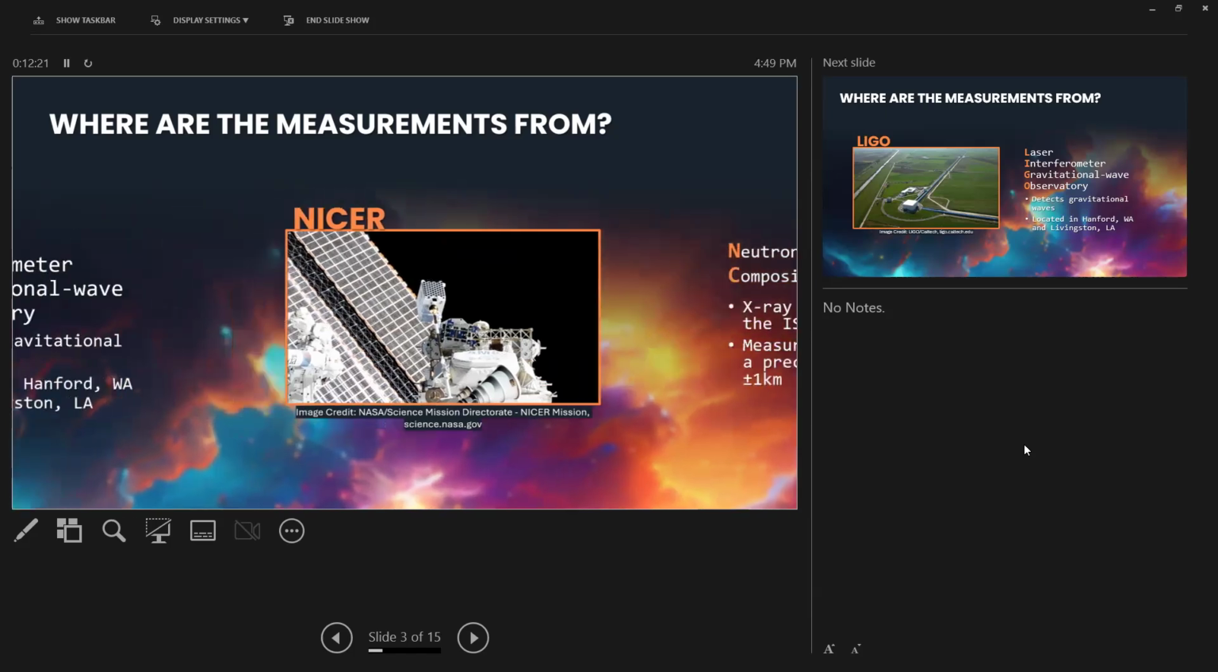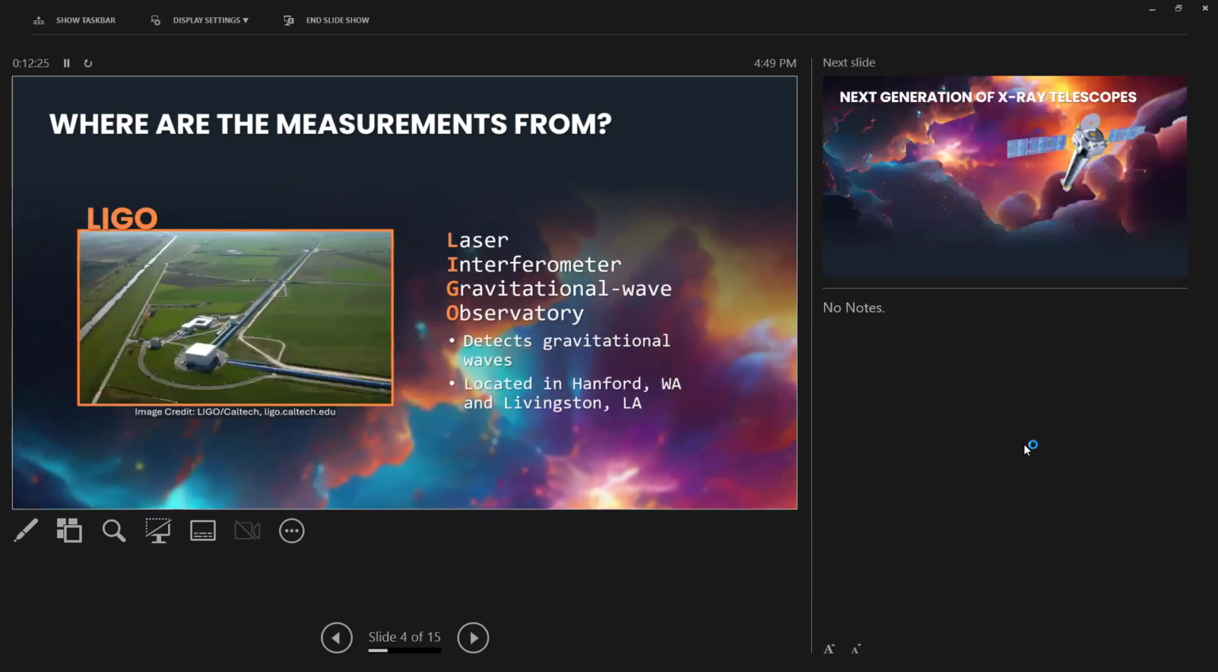And then I got one for LIGO as well. So here, just to complement the NICER slide, LIGO measures, one of the things that it's measured is the tidal deformability of a neutron star.